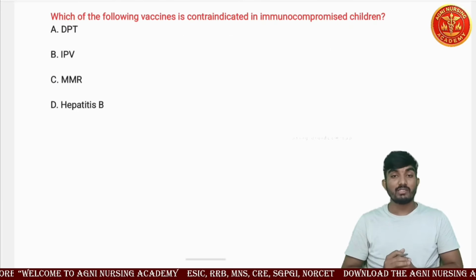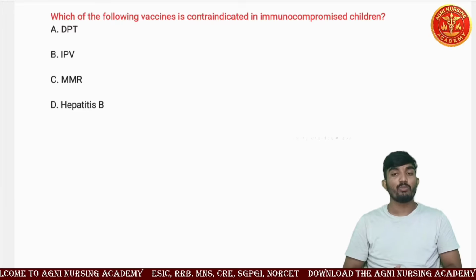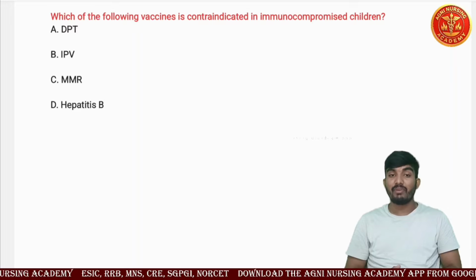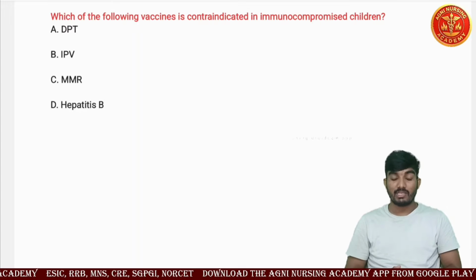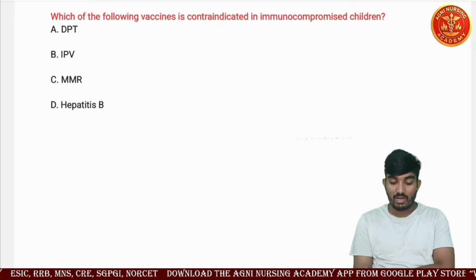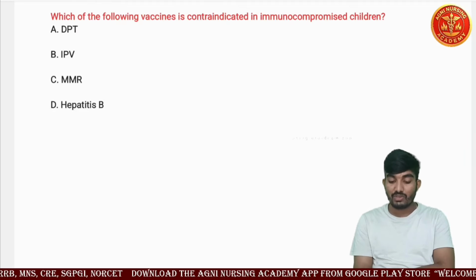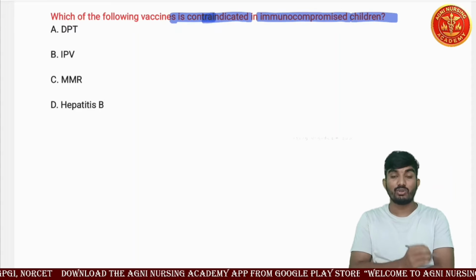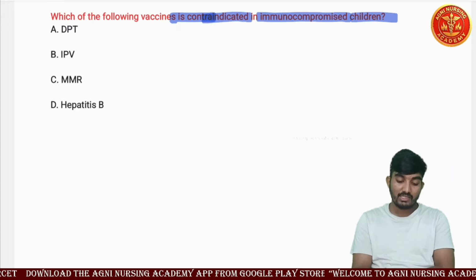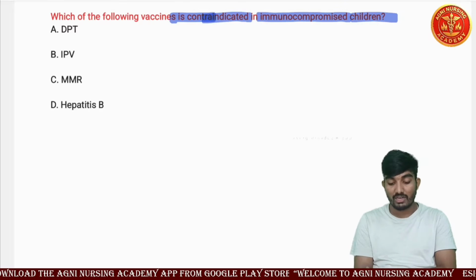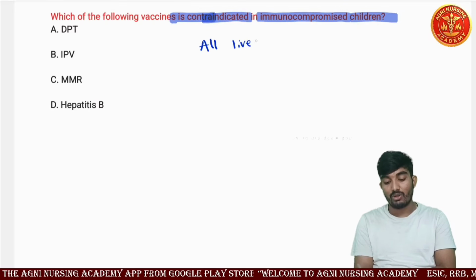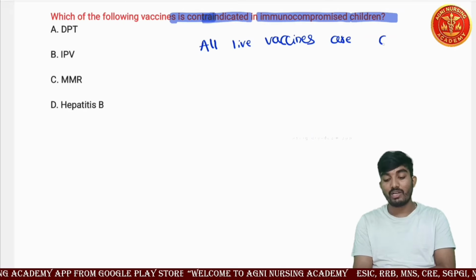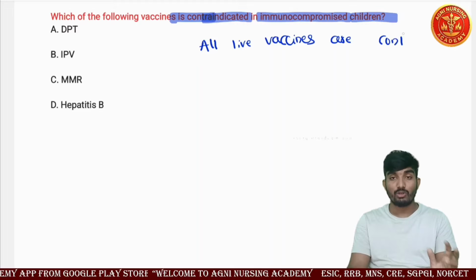Which of the following vaccines is contraindicated in immunocompromised children? Option A, DPT, option B, IPV, option C, MMR, and option D is hepatitis B. The question asks which vaccine will not be given in case of an immunocompromised child. All live vaccines are contraindicated in immunocompromised children.